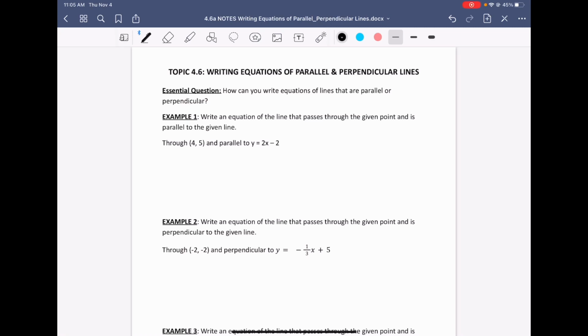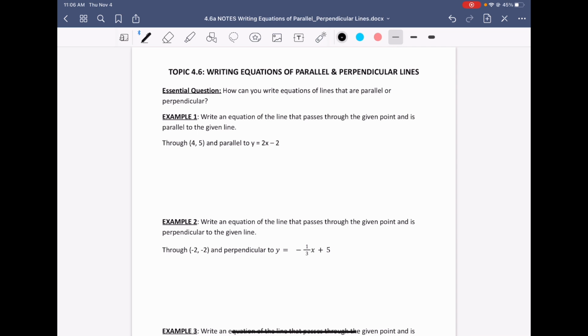All right, today we're going to be writing equations of parallel and perpendicular lines. In our last set of notes, I didn't make a video, but we learned that parallel lines have the same slope because they'll never, ever touch. So they'll have the same slope because they'll increase or decrease at the same rate. And perpendicular lines have opposite reciprocal slopes.